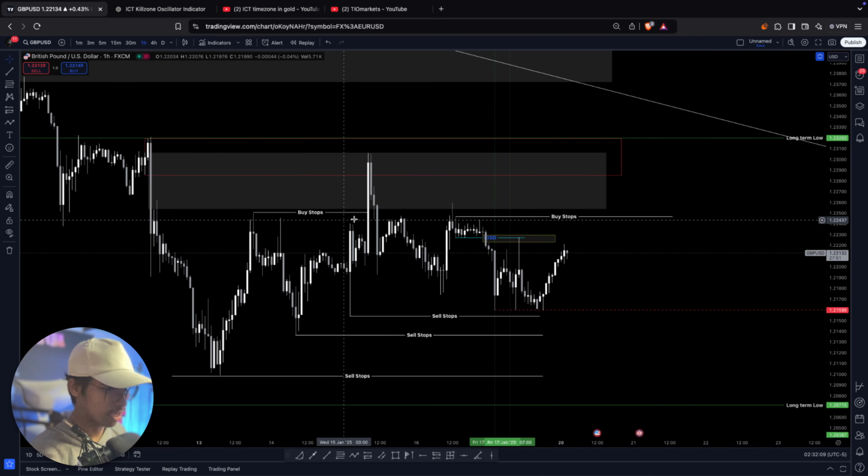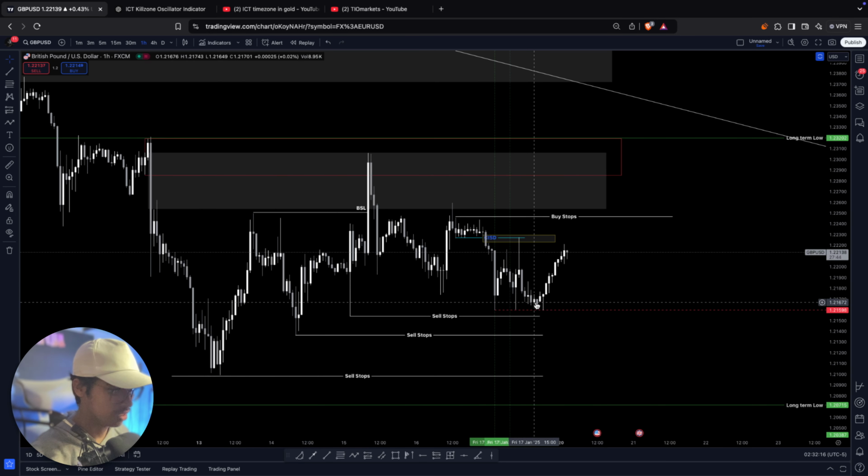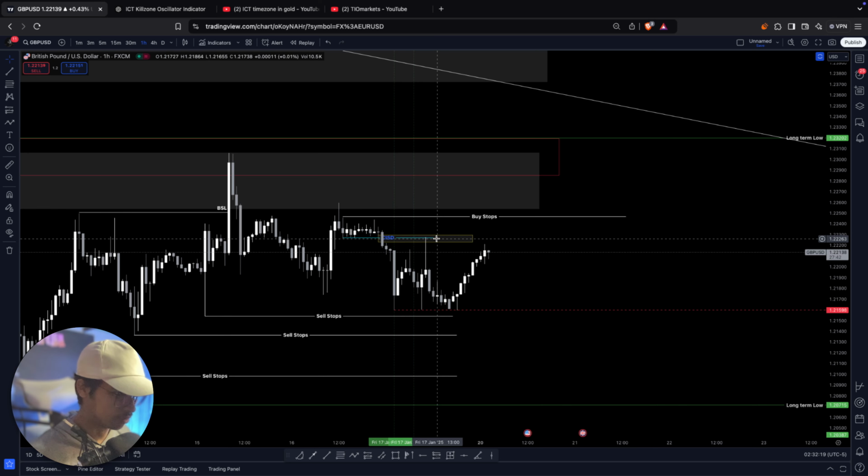It went up higher and took the buy stops, fine, it took out the buy stops. Let me just convert this into BSL. When the buy stops get taken, I'll convert them into BSL. When they are not taken, I'll keep them like it is.